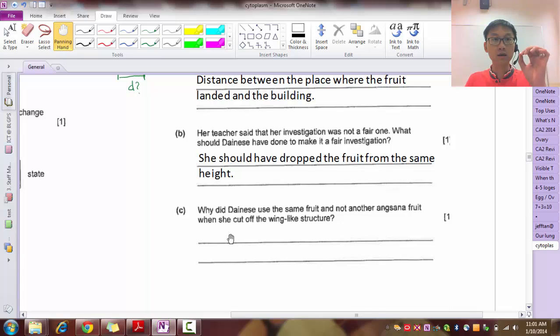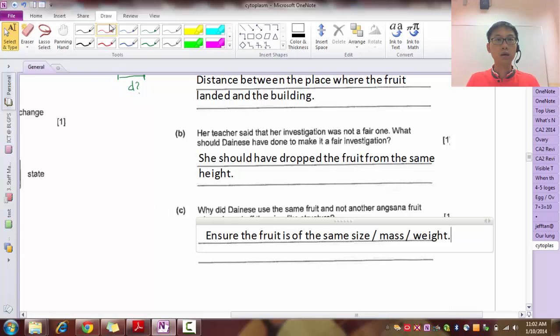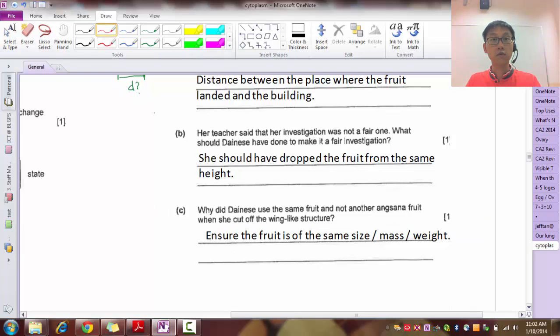Okay, so again, the concept here is fair test. Alright, so how should you write your answer? So why did she do it? It's to ensure the fruit is of the same size or mass or weight. So that is what and why she used the same fruit. Okay?